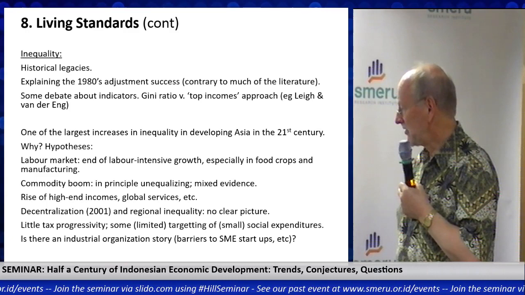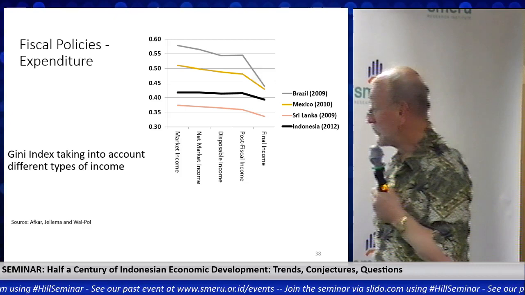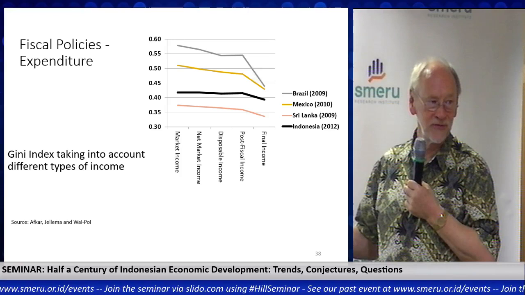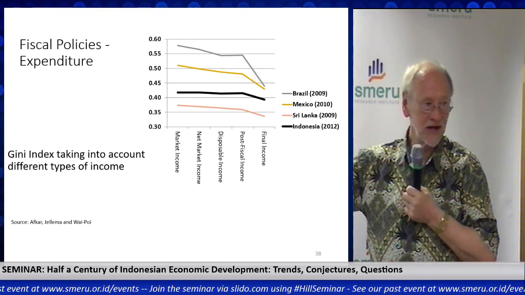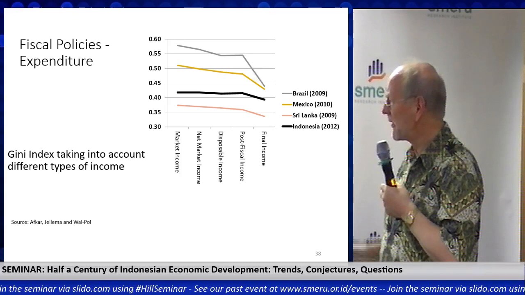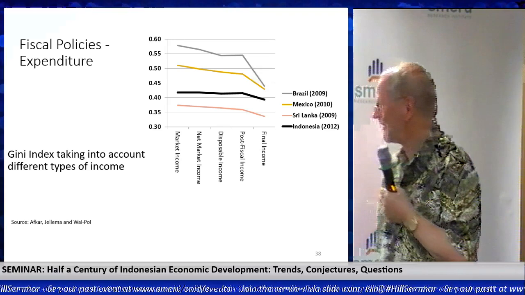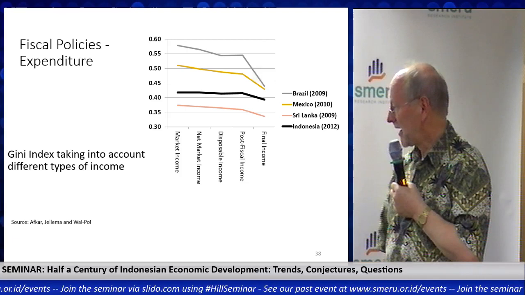There's not much tax progressivity in the system. So this is some work which another one of my colleagues was involved with. That's, some of you may know, Matthew Wai-Poi from the World Bank. And this is showing, I guess, what we'd expect, which is that Indonesian inequality, pre-tax and transfer, starts off lower than in countries like Brazil and Mexico, but the other countries do more to redistribute than Indonesia does. So Indonesia's system isn't all that progressive. So is that part of the story? Or is there a kind of story?